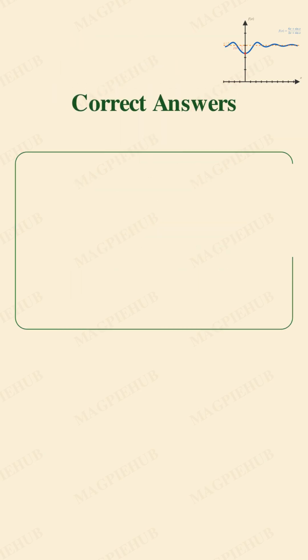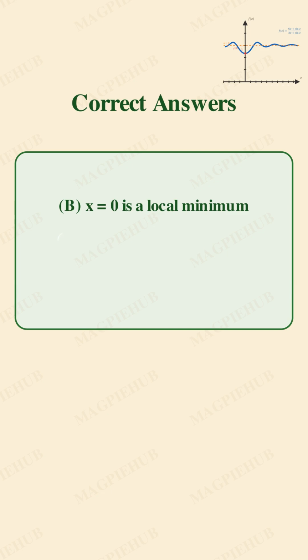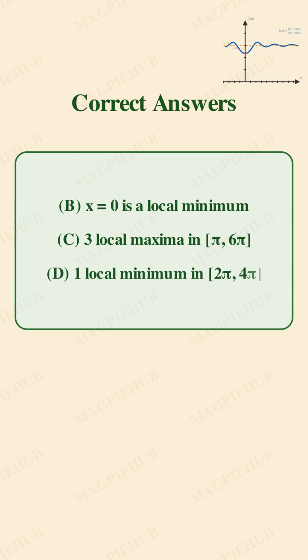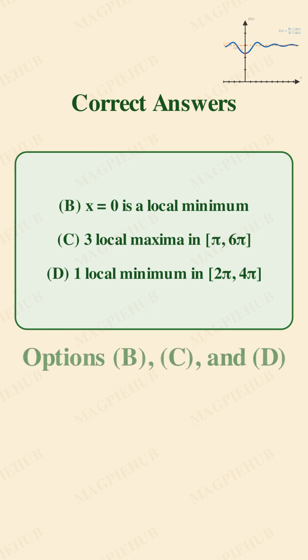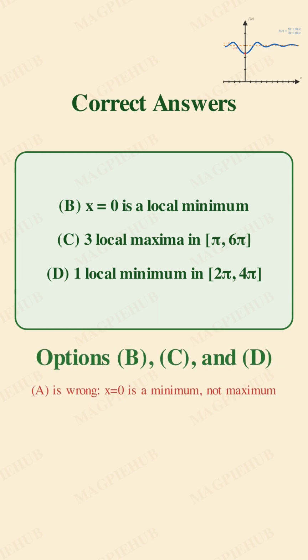The correct answers are options B, C, and D. Option B, x equals 0 is indeed a local minimum since f prime changes from negative to positive. Option C, there are exactly 3 local maxima in the interval pi to 6 pi. Option D, there is exactly one local minimum in the interval 2 pi to 4 pi. Option A is incorrect because x equals 0 is a minimum, not a maximum.